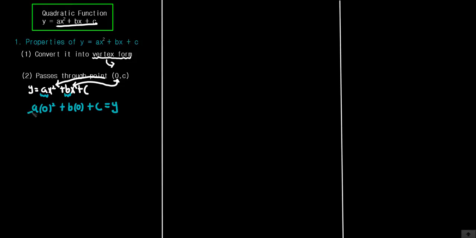But 0 squared turns into 0, and then all of these terms will also turn into 0. And we get c is equal to y, which is exactly the same thing as we saw right over here. So that's why it passes through the point (0, c).